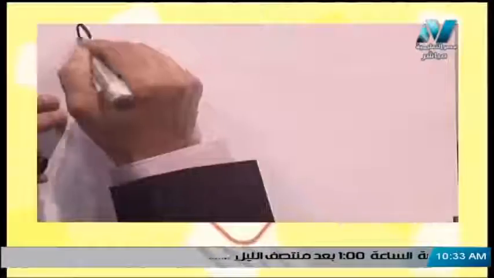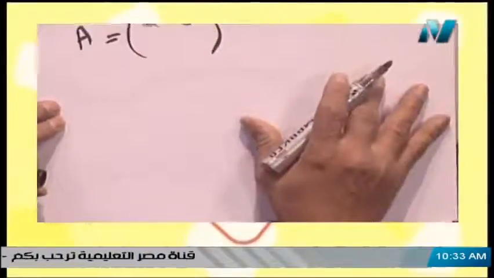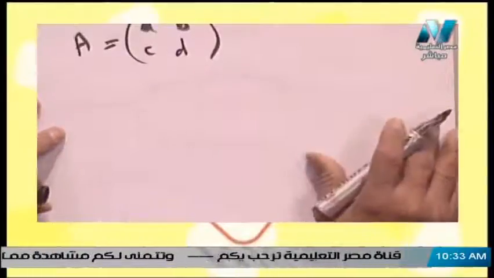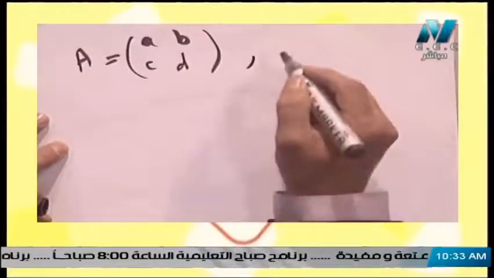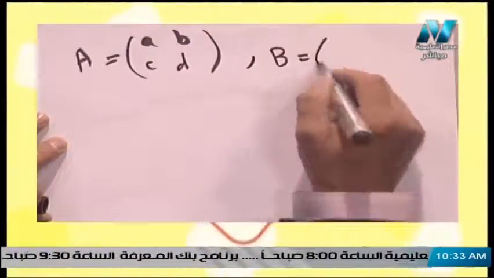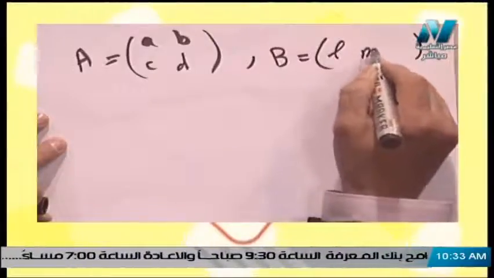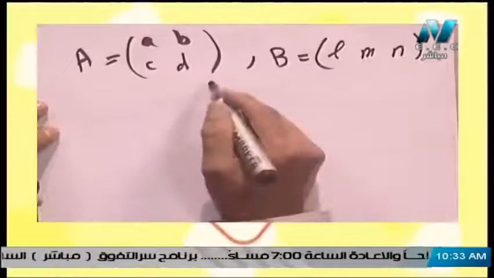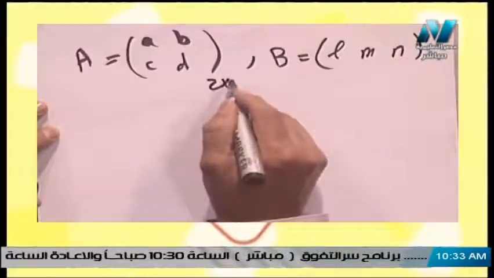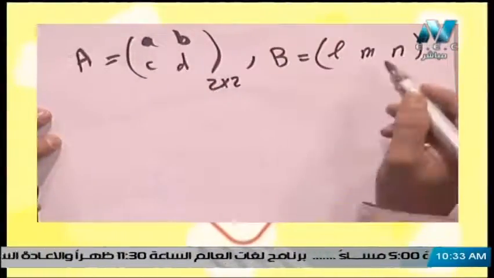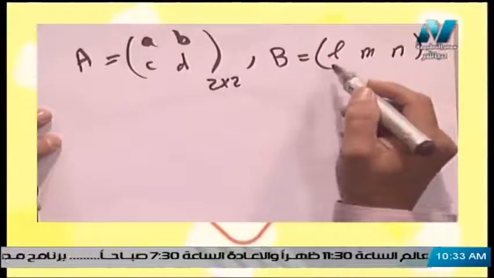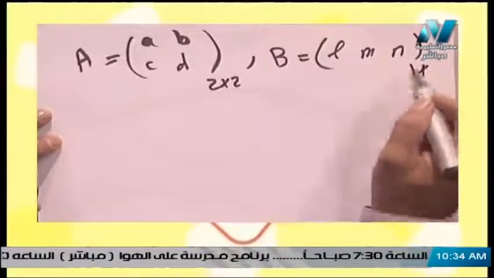We have matrices here. If we have a matrix A equals A, B, C, and D, and we have another matrix B equals L, M, and N. The first matrix is of order 2 by 2 because we have 2 rows and 2 columns. The second matrix is of order 1 by 3.